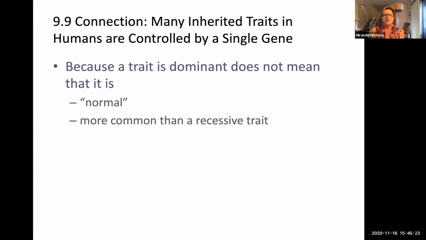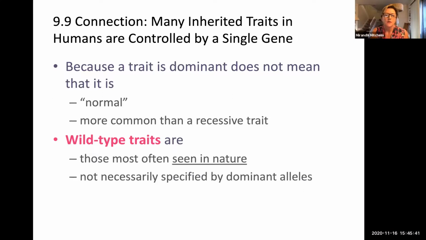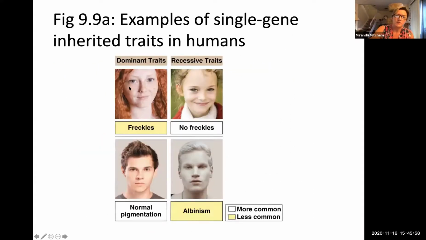So let's talk about what dominant means. Dominant does not mean normal. It doesn't mean abnormal. It just means it's more common, because in a monohybrid cross, 3-to-1 are going to be dominant. Wild type traits, that's a fancy word for saying those are the type most often seen in nature. But it doesn't mean it's dominant, because we do have examples of wild type traits that are recessive too. So let's look at some of those examples.